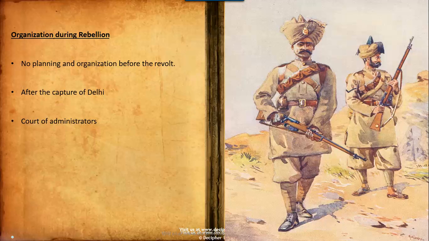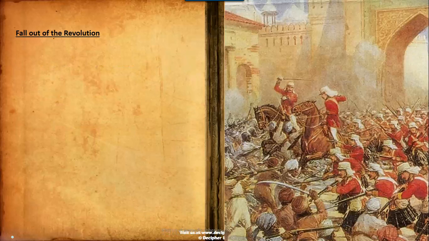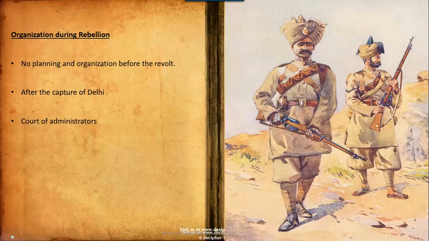This court conducted the affairs of the state in the name of the emperor. And who was the emperor? Bahadur Shah Zafar, the last Mughal emperor. Bahadur Shah was recognized as the emperor by all the rebel leaders, and coins were struck and orders were issued in his name. At Bareilly, Khan Bahadur Khan, whom we discussed in the last lecture, conducted the administration in the name of Mughal Emperor Bahadur Shah Zafar.